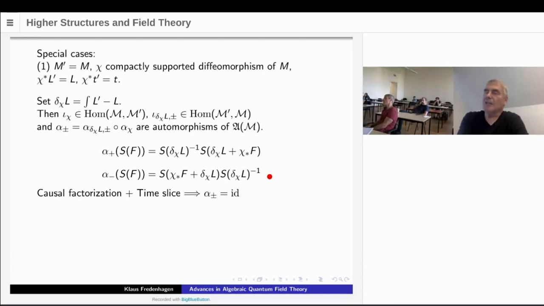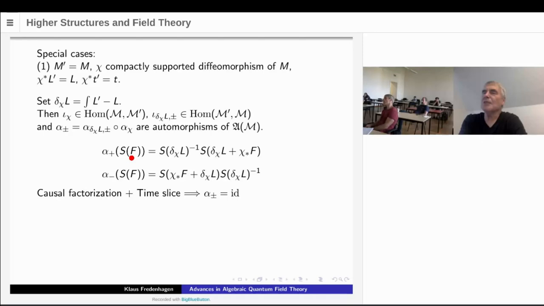Okay, now similar to what we did last lecture for the shift in the Lagrangian, we can use a time slice axiom. And we take an F which has support, say, in the past of the support of chi. Then we use the factorization, and the factorization just applies to the second factor and says that this is just a product of the S matrix of the first and the S matrix of the second term. But then this term cancels with this term. So what we find is that alpha plus of S of F is equal to S of F.